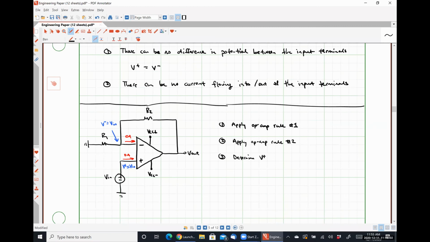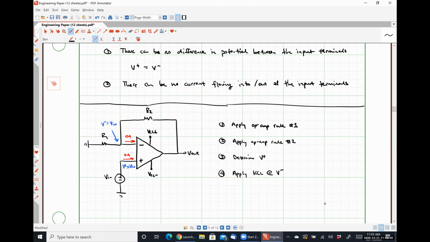Determine V plus, the voltage present at the non-inverting input terminal. Because this guy is so incredibly simple, we've actually already done that. We literally just applied a voltage source there, so it couldn't be anything else. So that guy's a gimme. And then number 4, apply Kirchhoff's current law at the inverting input terminal.